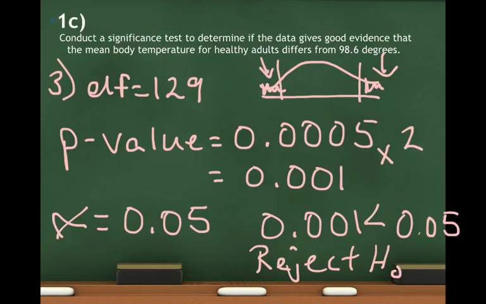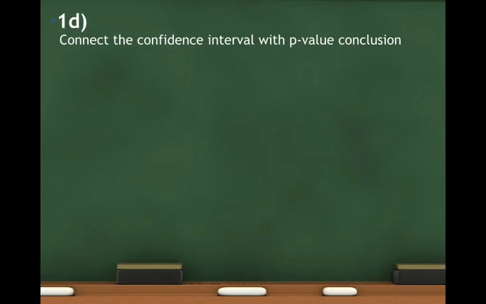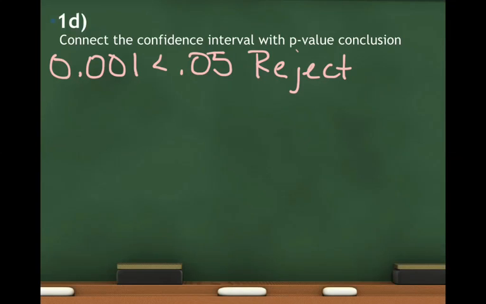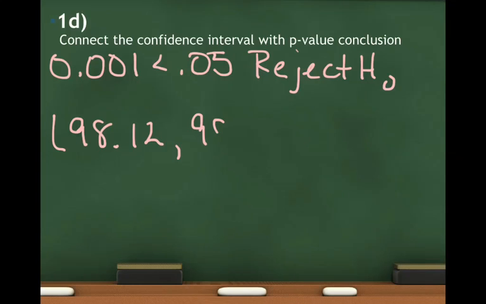You want to make sure you can follow the steps and that you can set this up and work it through. The last thing we want to look at is the conclusion that we had. And so here we said our p-value was less than 0.05, so we rejected the null hypotheses. And we want to look at it in comparison to our confidence interval that we found earlier. And so earlier, our confidence interval was 98.12 to 98.38. And so does this make sense that we rejected the null hypotheses?